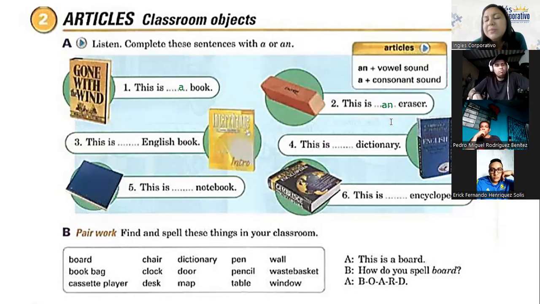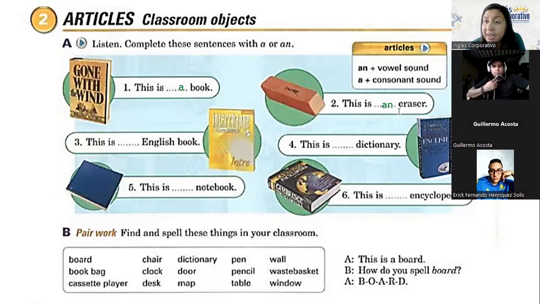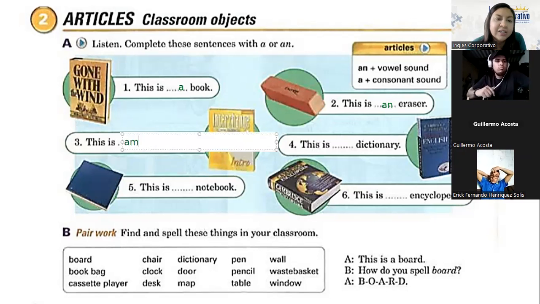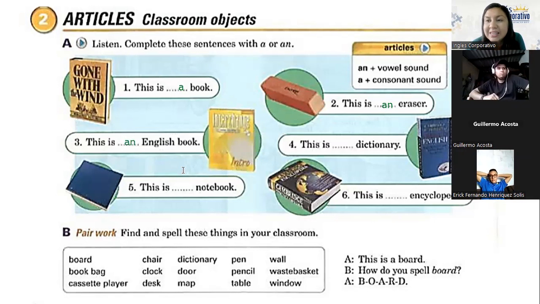¿Por qué le ponemos la N? ¿Por qué an? Porque imagínense que no lo llevara, entonces fuera así como, this is a eraser, o this is a elephant, o this is a ice cream. O sea que la A la vamos a utilizar antes de la vocal. Antes de un sonido vocal, en objetos, porque an significa un. Ok, this is an eraser. This is an English book, porque empieza con sonido I, English book. This is, ¿cómo sería aquí? Dictionary.